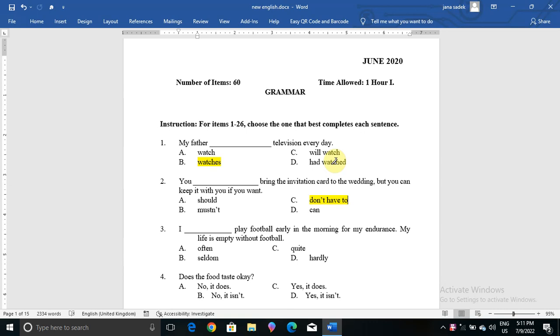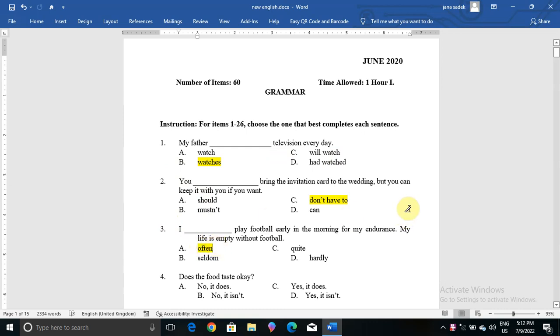But for A, often means always, having the same meaning as always, or every day. I always play football early in the morning for my injuries, or I often play football early in the morning for my injuries. So the correct answer for question number 3 is often.